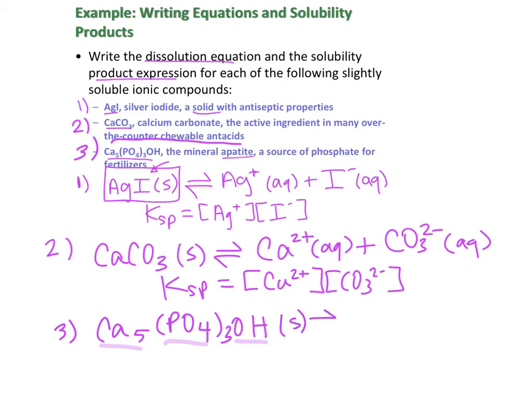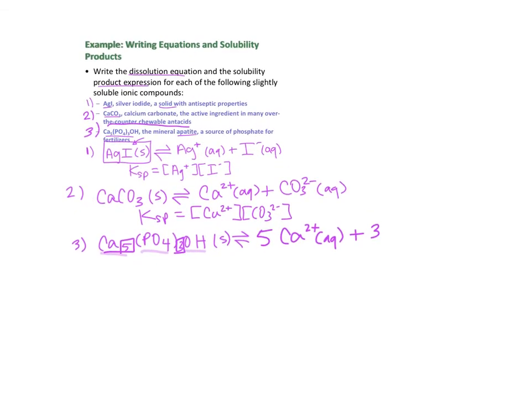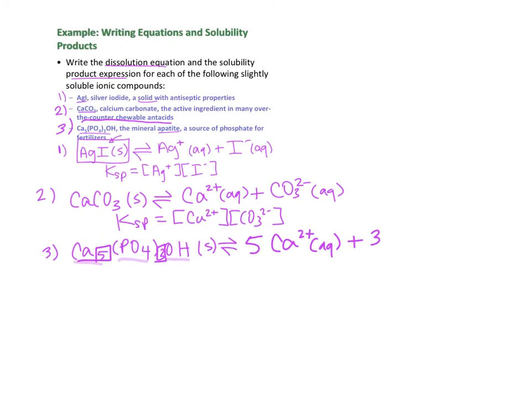So this is a solid, obviously, and it's in equilibrium. So we have 5 calciums, so that subscript comes to be a coefficient for the calcium. Calcium, again, 2+ charge. It's an alkaline earth metal. So we have that one. And then for phosphate, we have 3 of them. So that is going to turn into a coefficient. So it's going to be 3PO4. And then the charge for phosphate is 3 minus, aqueous. And then finally, we have 1 hydroxide, which is just minus, and then aqueous.